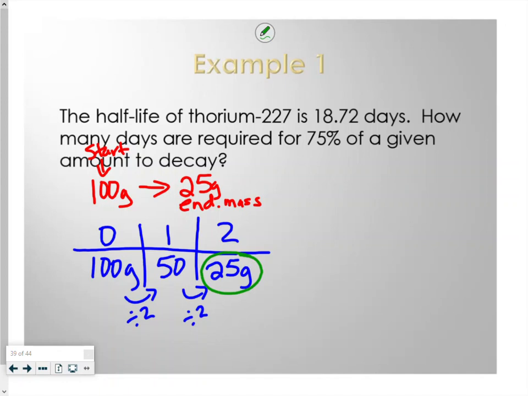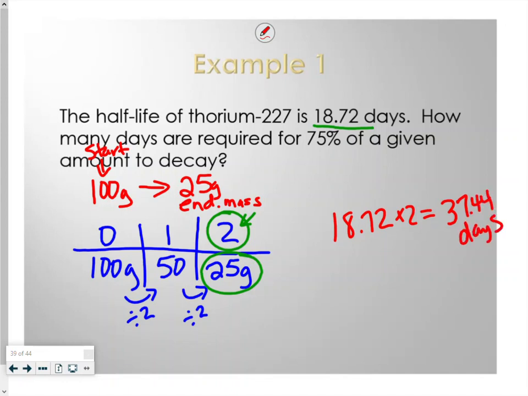But now I know how many half-lives have passed. I have 2 half-lives that have passed. And if each half-life is worth 18.72, can't I figure out the total elapsed time? What could you do here? You would multiply them by 2. So 18.72 times 2 gives us what as our total elapsed time here? Yes, days, thank you. Don't forget your unit.